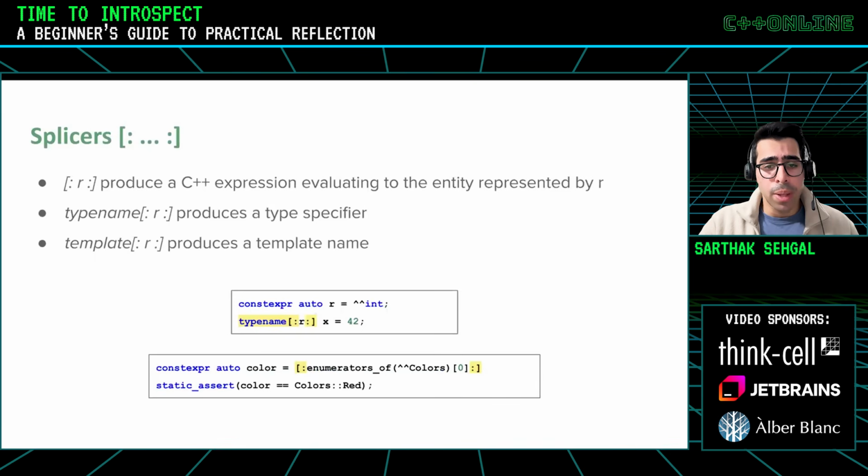Similarly, I can do something like this where I now have a reflection of the colors enum. Then I'm calling a meta function, enumerators of, and indexing the 0th element. If you remember, enumerators of returns a list of reflections of each element, not the element itself. So given I have the list of reflections, I access one of them, say the 0th index, and in order to get this value back and use it as an actual enum type, I have to splice it back to the programming domain, and that is where splices come in handy.